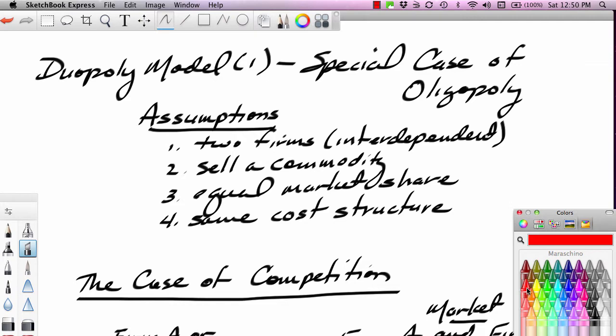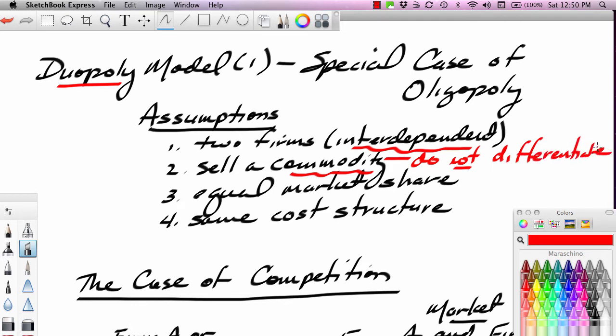So if you look at the case of duopoly, duopoly is a special case of oligopoly because there's only 2 firms. Duo comes from the Greek word two, and so you have 2 interdependent firms. And we're going to simplify this model. We're going to assume that both of these firms sell a commodity, which means they do not differentiate their product on the basis of non-price characteristics.